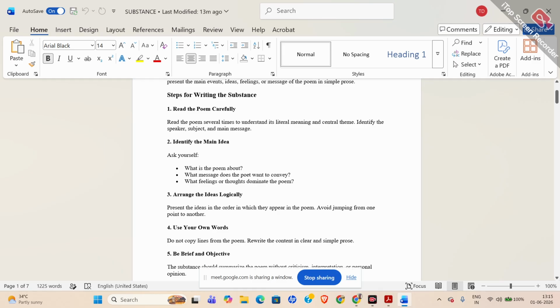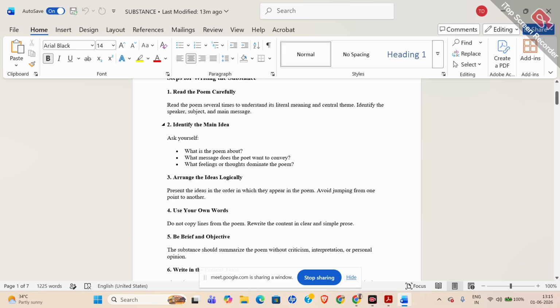Read the poem carefully. সরি, এটা তো হয়ে গেল। আচ্ছা, identify the main idea. Number 2, you have to ask yourself, what is the poem about? সো এই কবিতাটা কি সম্বন্ধে পড়লে খানিকটা, maybe twice, you will get the idea of the poem, the main idea. What message does the poet want to convey? একটা কিছু মেসেজ কি দিচ্ছেন? What feelings or thoughts dominate the poem?